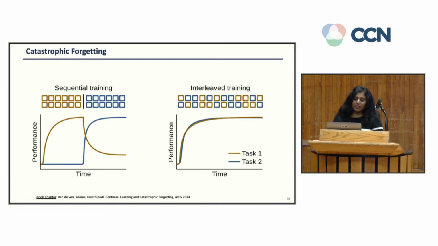If they're trained in an interleaved fashion with this task 1 and task 2 that you can see over there, it could address this problem of catastrophically forgetting what it has learned in the past and still perform gracefully on the new task.